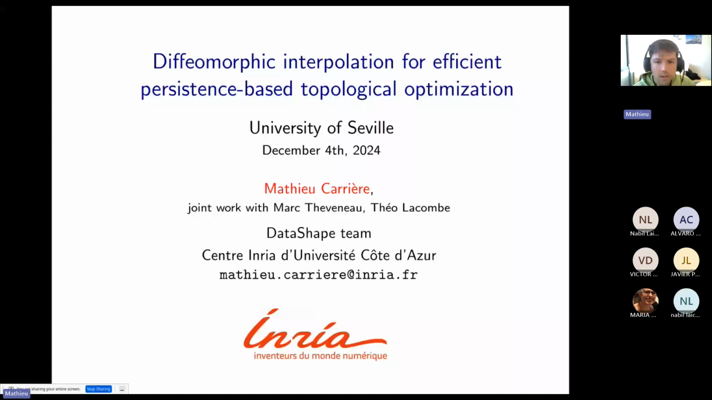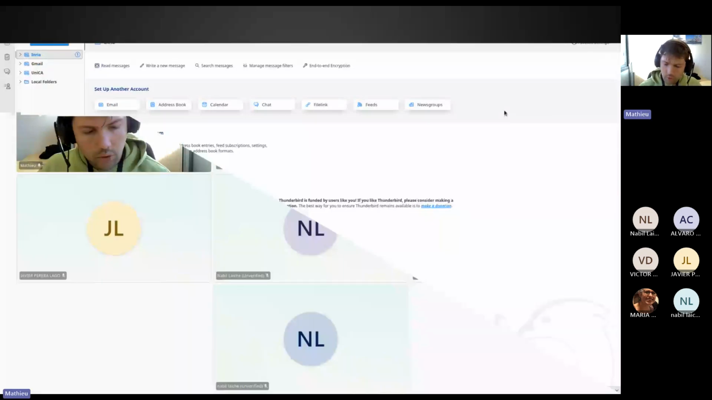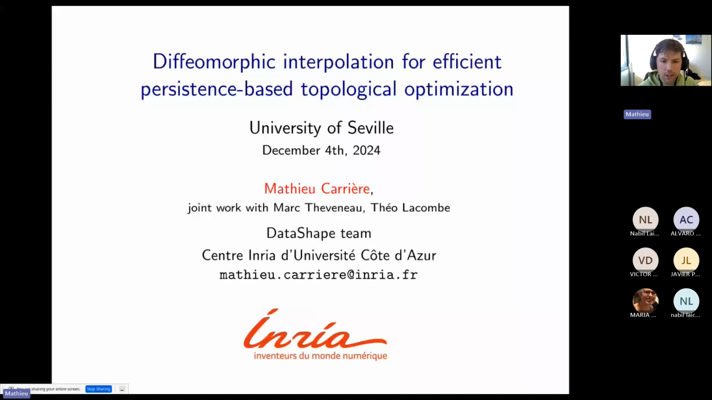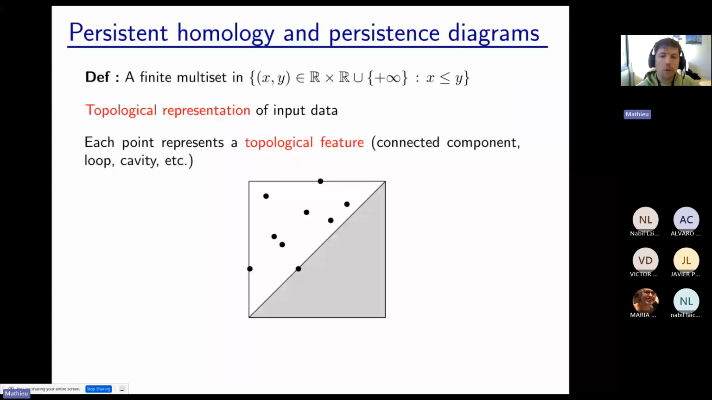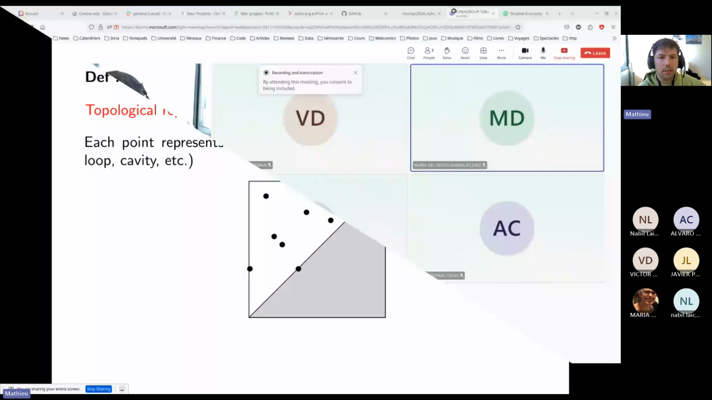So the talk itself is called Diffeomorphic interpolation for persistence-based topological optimization. Its main focus is really about one aspect of TDA, topological data analysis, which is related to optimization. So for starters, just to be sure that everyone's on the same page, I will do a brief recall of TDA and the main descriptors I'll be looking at.